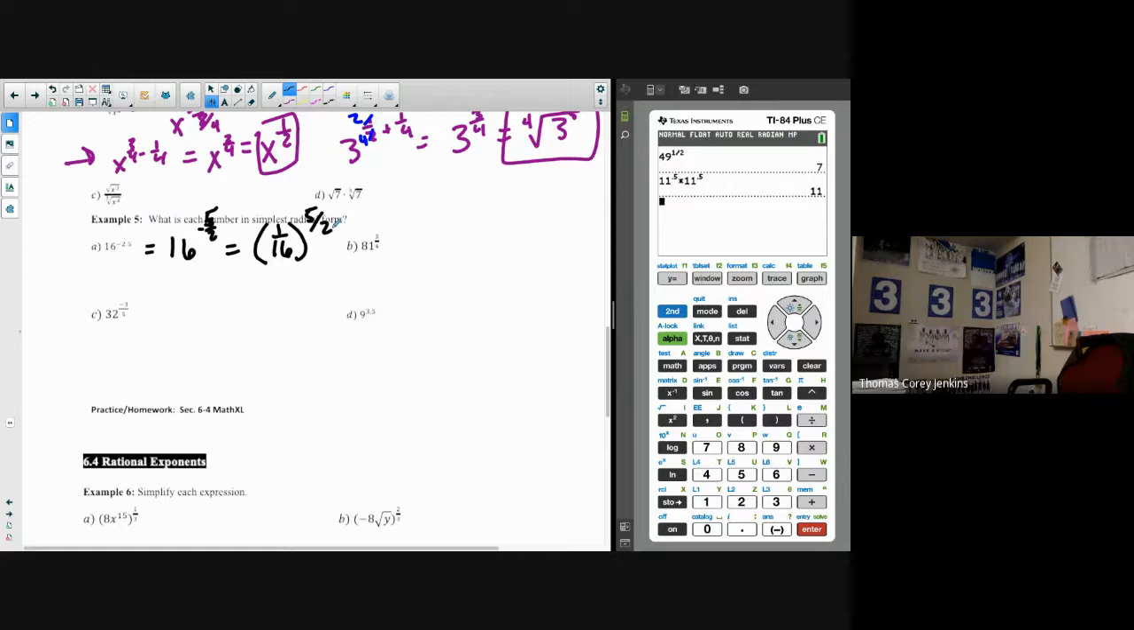Let me just show you how you could type that in, well, in simplest radical form, I guess. So simplest radical form for this would be the second root, or the square root, of 1/16 to the 5th power.